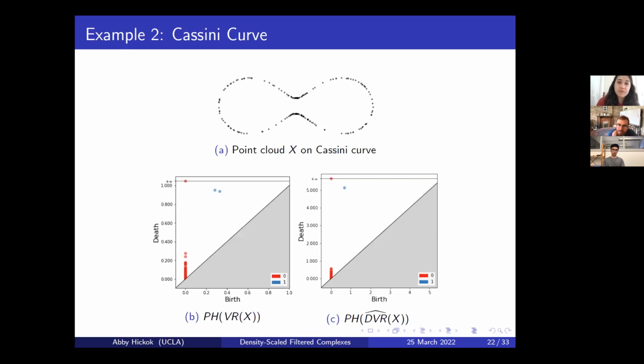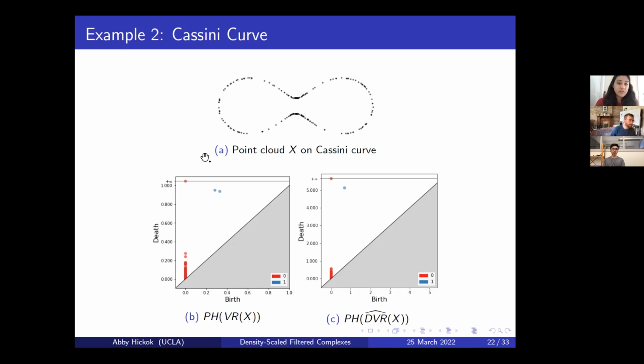So this next example, this is also an example that I showed you a little bit at the beginning of the talk. It's a Cassini curve. I think this example is a good illustration of the conformal invariance property. So here, the point cloud is sampled from the Cassini curve. It's uniform in the parameter, the angle theta. So another way of thinking of this is I've sampled uniformly from the circle, and then I've mapped it in a way that's conformal to the Cassini curve.